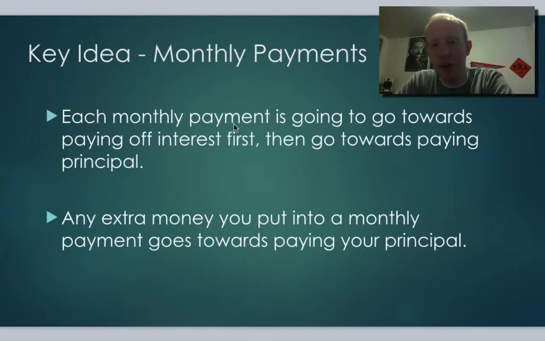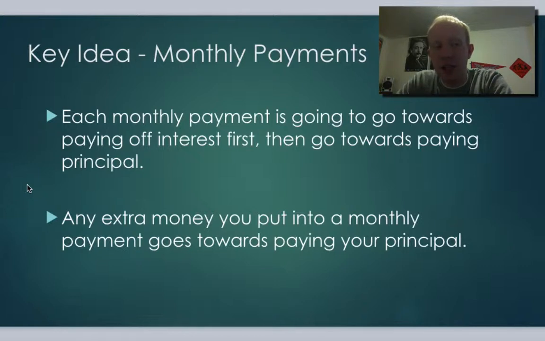But through it all, there's this key idea. For each monthly payment you make on any type of loan, it's going to go towards paying off interest first, then it's going to go towards paying off principal. And then any extra money that you put into a monthly payment goes toward paying your principal. And so that equation I showed you is for calculating monthly payments. Again, you pay that interest first, then you pay that principal. Anything extra also goes towards your principal as well.